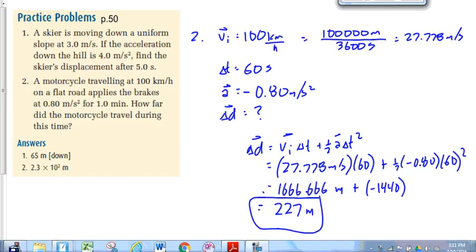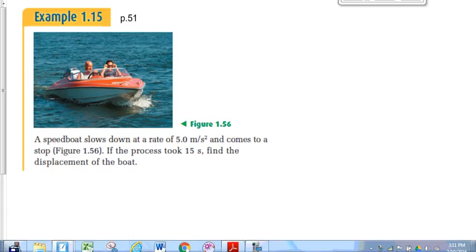All right, let's try another one. Thank goodness for the picture here, hey? Couldn't possibly understand this question without the picture. A speedboat slows down at a rate of 5 meters per second squared, comes to a stop. If the process took 15 seconds, what's the displacement of the boat? Well, it's a group B problem, right? Because it's slowing down. What do we have given to us?